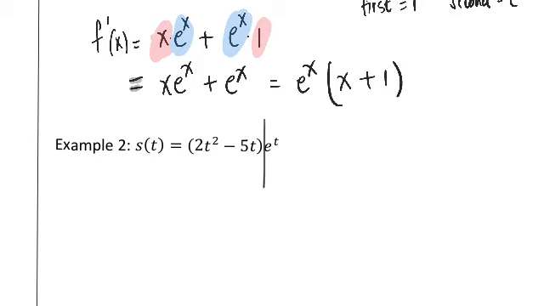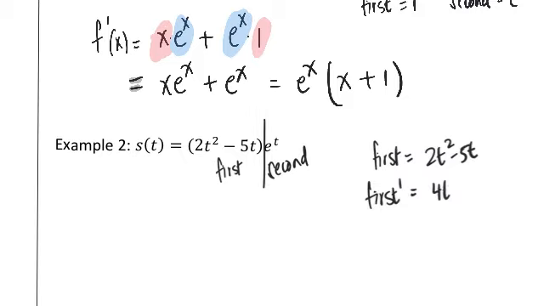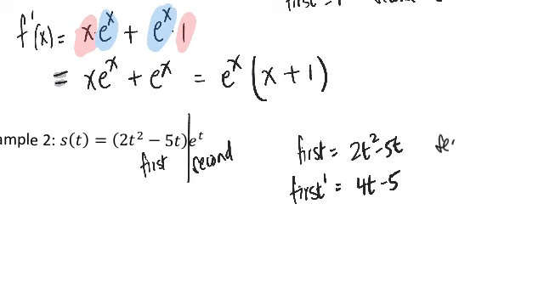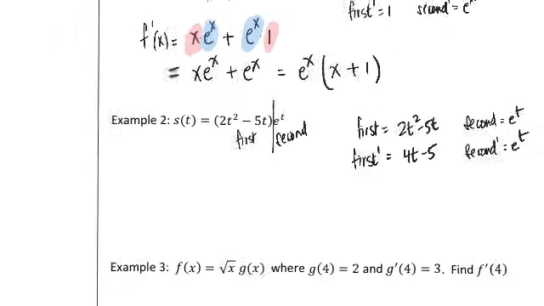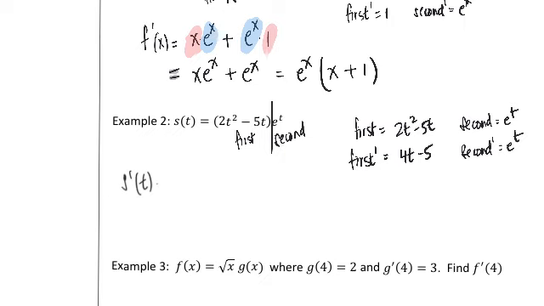So make sure it's a product. Here's my first function. Here's my second function. Okay, so my first is 2t squared minus 5t. The first prime is, by the power rule, 4t minus 5. The second is e to the t. The second prime is e to the t, because the exponential function is its own derivative. So then s prime of t is equal to first times the derivative of the second plus the second times the derivative of the first.